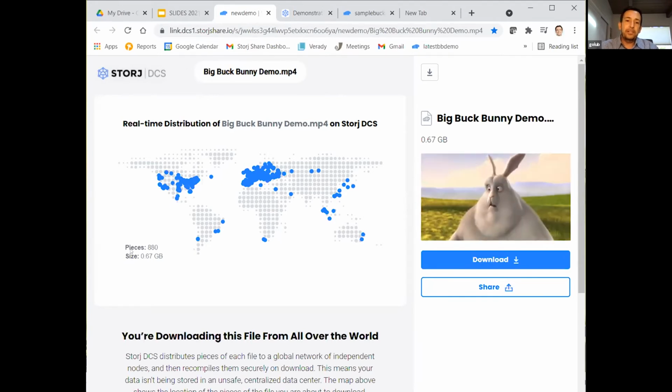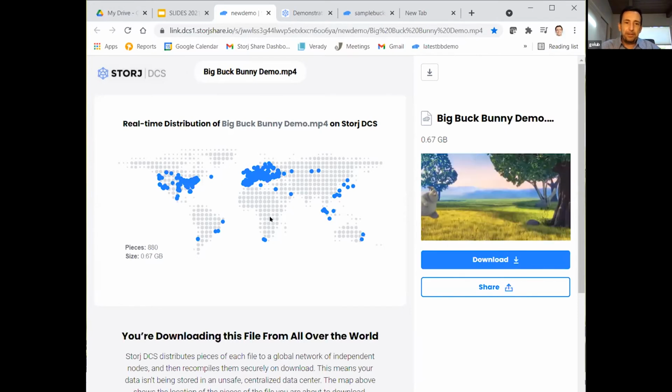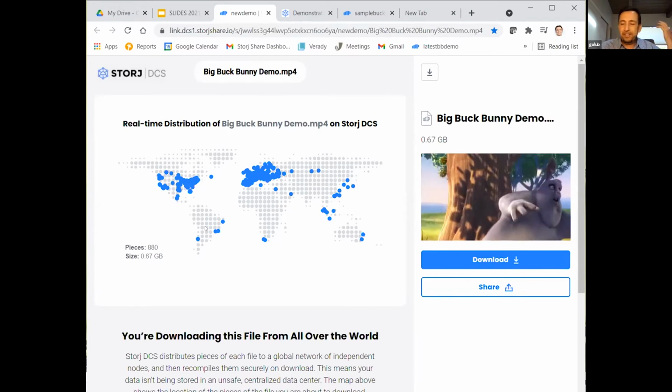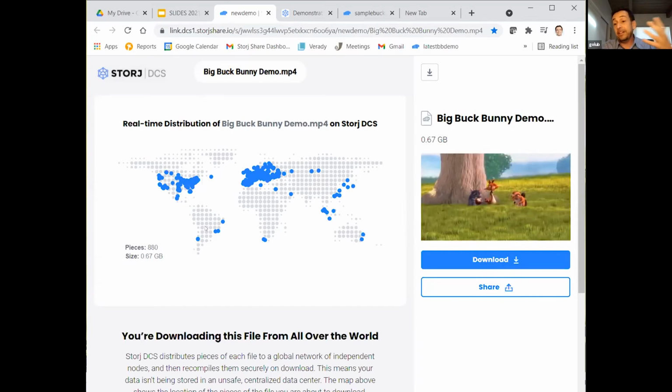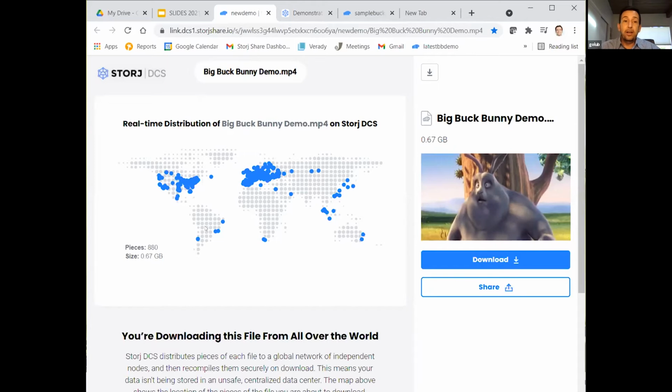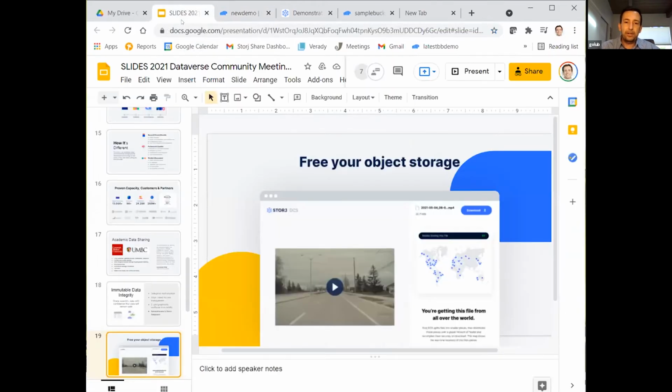And as we're doing this, people in New Zealand, people in Cape Town, people in Cairo, people in Dubai or Recife are being compensated for doing this. And so we think this is a very exciting way to enable data sharing, but also to enable a different way of thinking about storage.